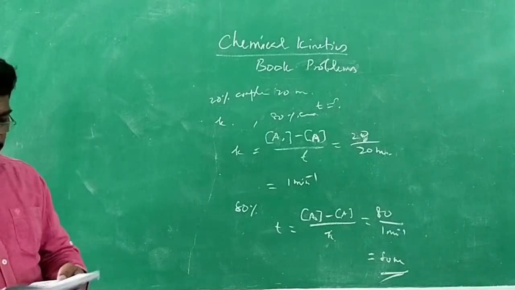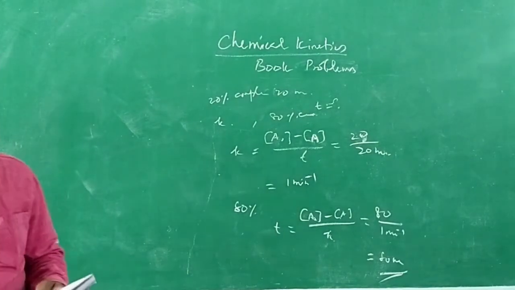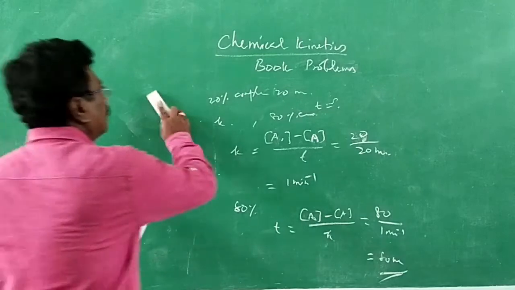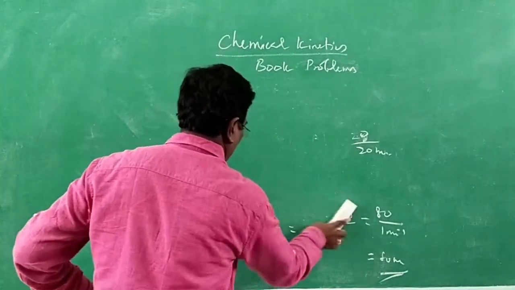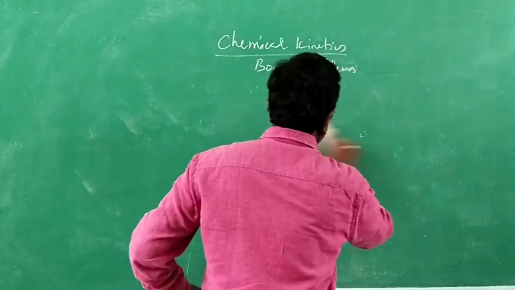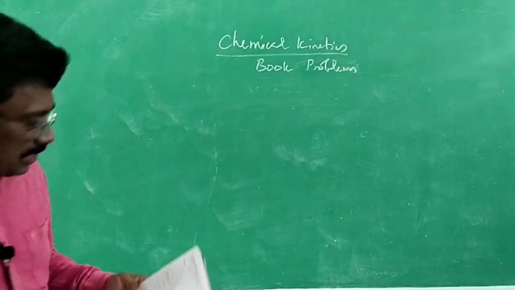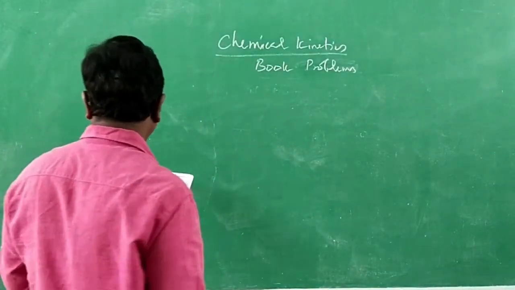Only just two simple questions. Question number 27 and question number 28. With that, we will be completing the entire sums found in the +2 textbook of chemical kinetics.